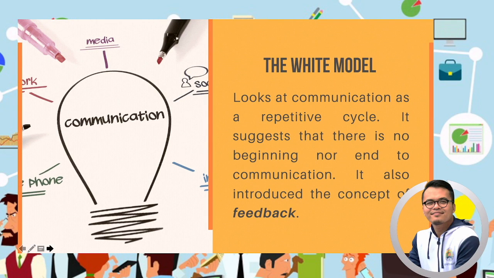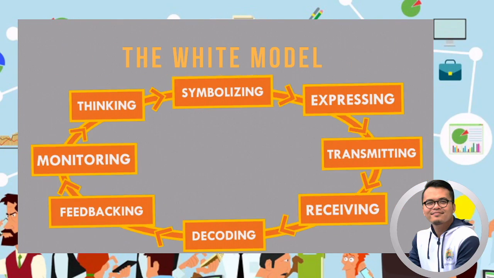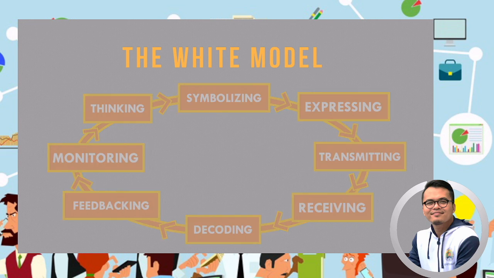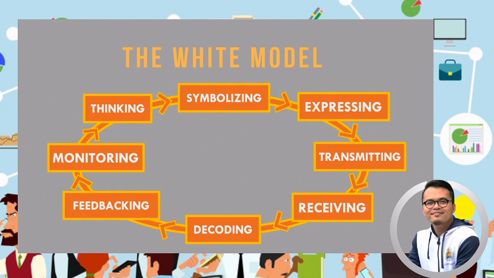The White Model. This model looks at communication as a repetitive cycle. It suggests that there is no beginning nor end to communication. It also introduced the concept of feedback. According to Eugene White, in his definition of the model of communication, it is a repetitive cycle. His model is that of a cyclical process composed of 8 stages. These stages are thinking, symbolizing, expressing, transmitting, receiving, decoding, feedbacking, monitoring, and thinking.